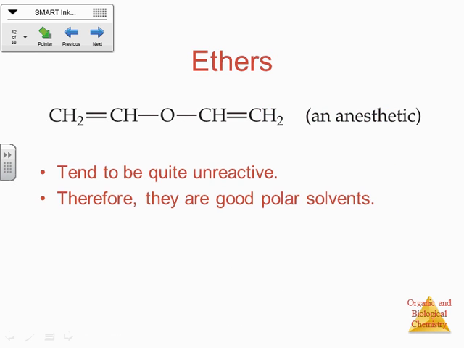Okay, next group, ethers. And ethers basically just have an oxygen in the middle of the chain. Okay, so kind of different there. What you're looking for with those, you're just looking for something where an oxygen is bonded to two different carbons. Okay, so you've got this central oxygen here.